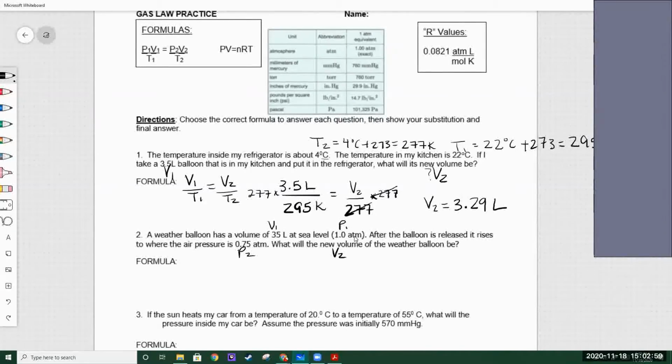So I use my formula. Temperature is not even a factor here, so it's going to be a constant, so I ignore temperature. And I would have this: P1 times V1 equals P2 times V2. Okay, and I would just plug in my information. So my first pressure is 1 atmosphere. My first volume is 35 liters. My second pressure is 0.75 liters. And I'm solving for my second volume. So I would solve for V2 by dividing both sides by 0.75 liters.